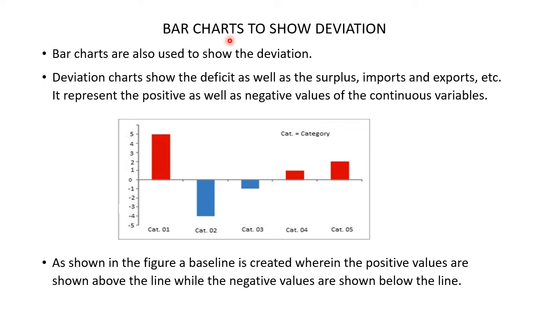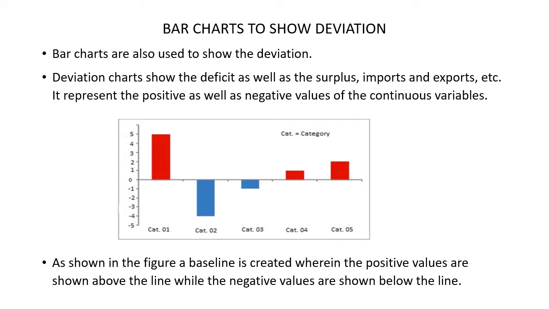Now let's learn about bar charts that show deviation. Bar charts are also used to show deviation. Deviation charts show the deficit as well as the surplus, imports and exports, etc. It represents the positive as well as the negative values of the continuous variables. Now this is an example of the bar chart that shows deviation.